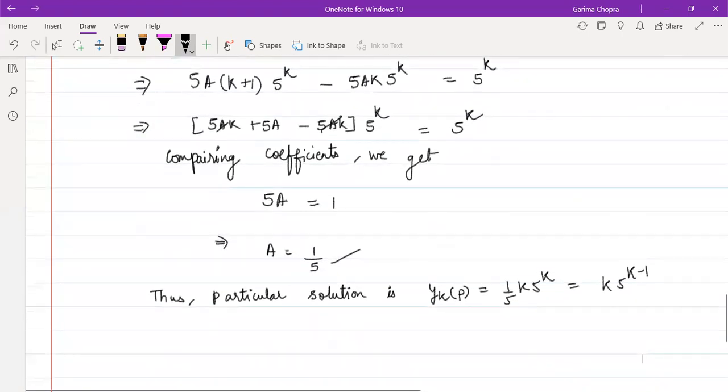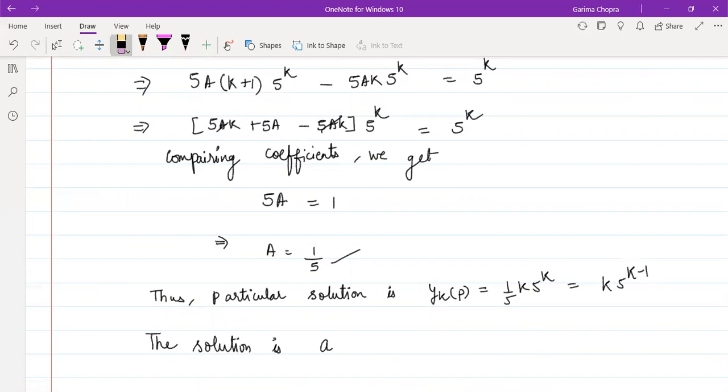Now let us write down the solution. The solution is given by the sum of the homogeneous solution and the particular solution. The notation here for the sequence is yk. So yk, the kth term of the sequence, is given by the homogeneous solution C1 5 raised to power k, and we have only one constant in the homogeneous solution because it is a recurrence relation of order 1, plus the particular solution k 5 raised to power k minus 1.